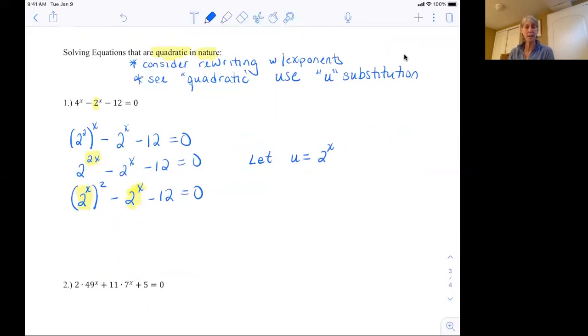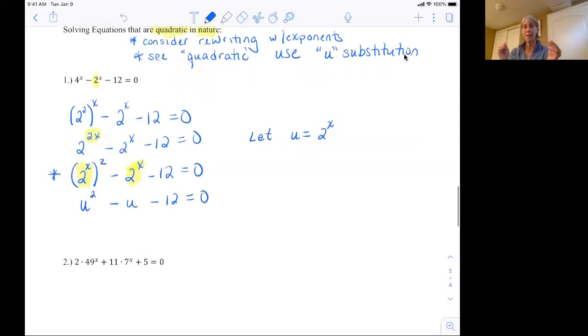And I'm going to rewrite this expression right here in terms of U. U squared minus U minus 12. Set that equal to 0. Now I'm going to factor this and solve for U. So instead of putting an x in the first place, I'm going to put a U. What two numbers multiply to negative 12 and combine to give me negative 1? Minus 4 and plus 3.